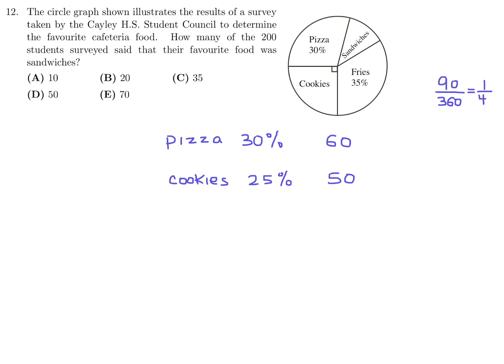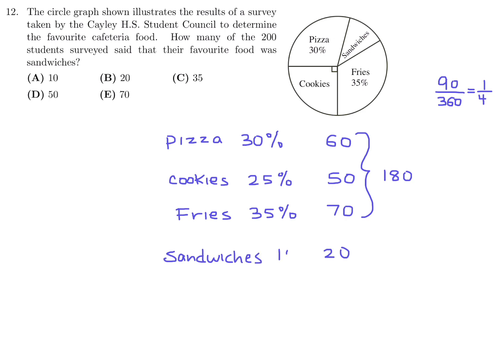And then the fries, they have labeled as 35%. So 35% of 200 is 70. So now we have to figure out how many are choosing sandwiches. Well, so far, what is our tally here? 60 plus 50 plus 70 is 180. Well, there's 200 students, so that means the remaining 20 must have chosen the sandwiches. And that is 10%. And it all adds up. So number 12, the answer is B.